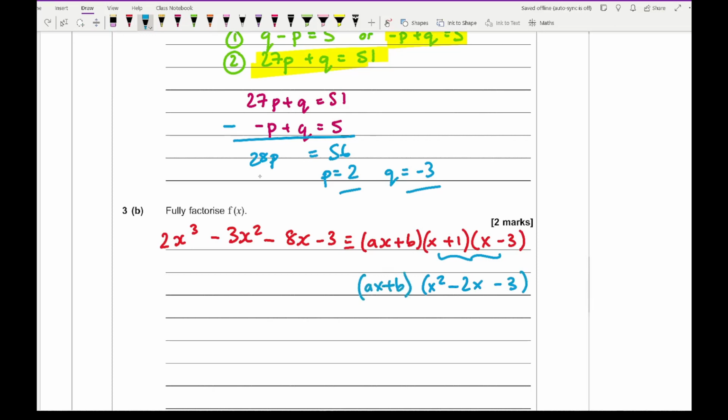And so looking at this, we can see that I need to get 2x cubed, so that means that a must equal 2, and to get my constant I need to multiply b by minus 3, so b is going to equal positive 1. So what I then end up with is my completed factorization of 2x plus 1, then x plus 1, x minus 3, and there's my final answer.